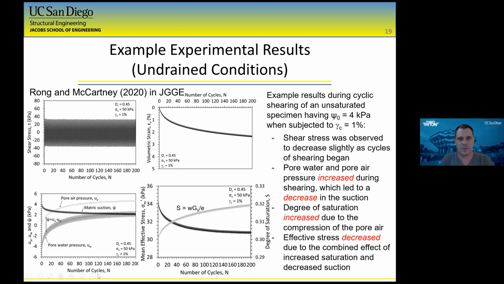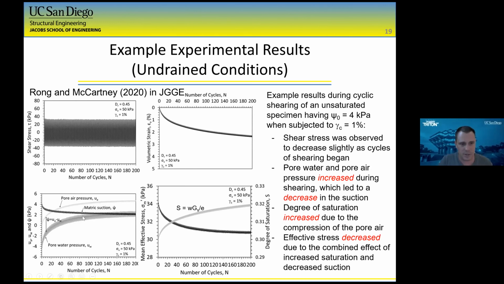I'll just show some typical undrained results here. We did some strain controlled tests. So we measured the changes in shear stress. We did see the change in volumetric strain. This is for a specimen with initial degree of saturation of 0.3. So there's a pretty good amount of air in the soil. So there's volumetric strains that happen due to that.